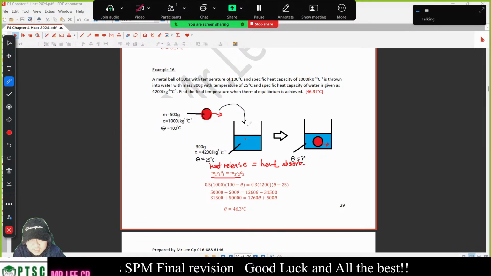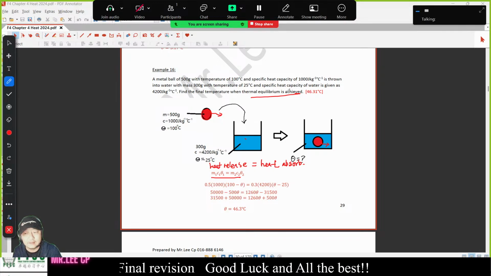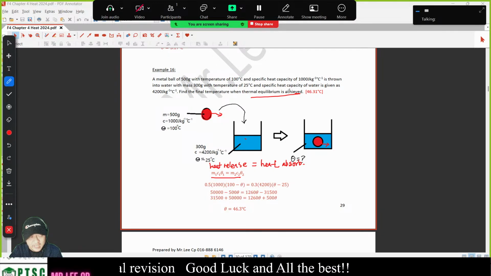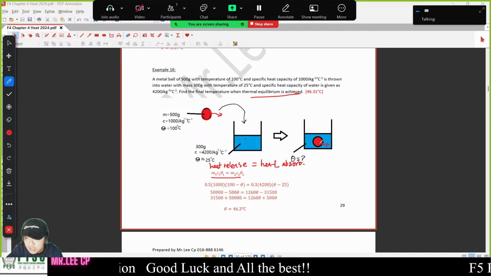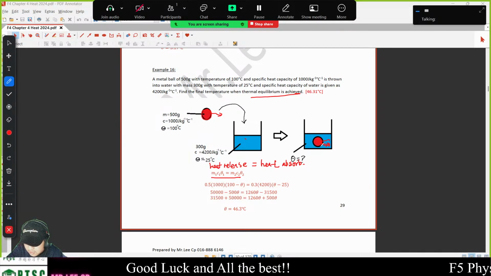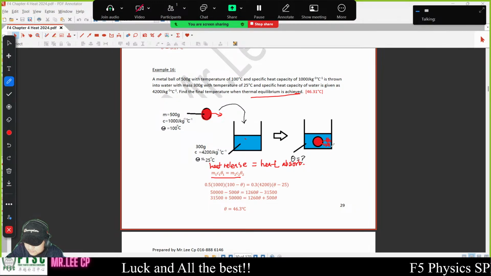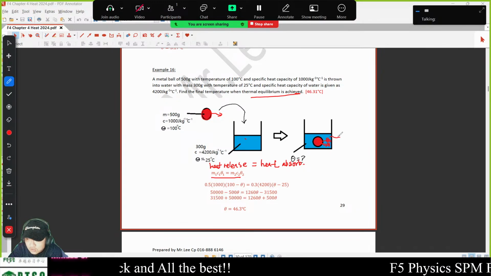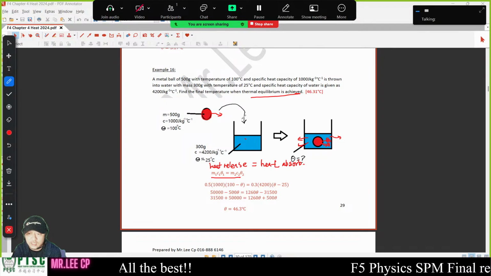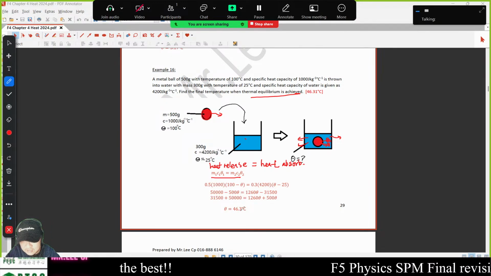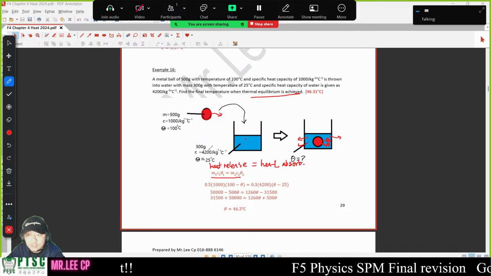In this question, they will ask you what is your assumption. Now, the assumption is always no heat loss to the surrounding. Because the heat released here is absorbed from here, from the water. So there is no heat loss to the surrounding. If there is heat loss to the surrounding, then it will not be this temperature.